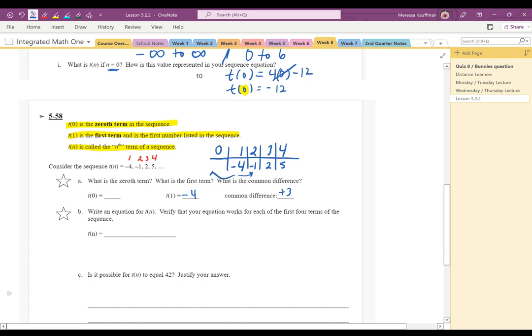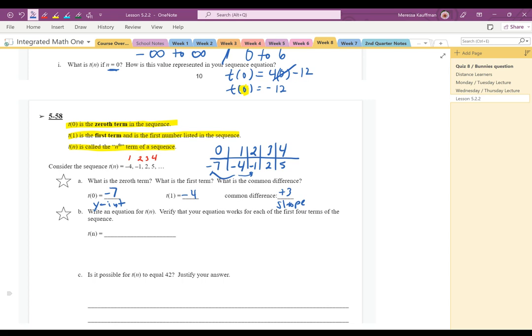And if I take -4 and subtract 3, I get -7. -7 is my 0th term. And remember, we knew that our 0th term was our y-intercept. We had our common difference, which we knew was our slope. So now we can write the equation for t of n and verify the equation works with the first term in the sequence.